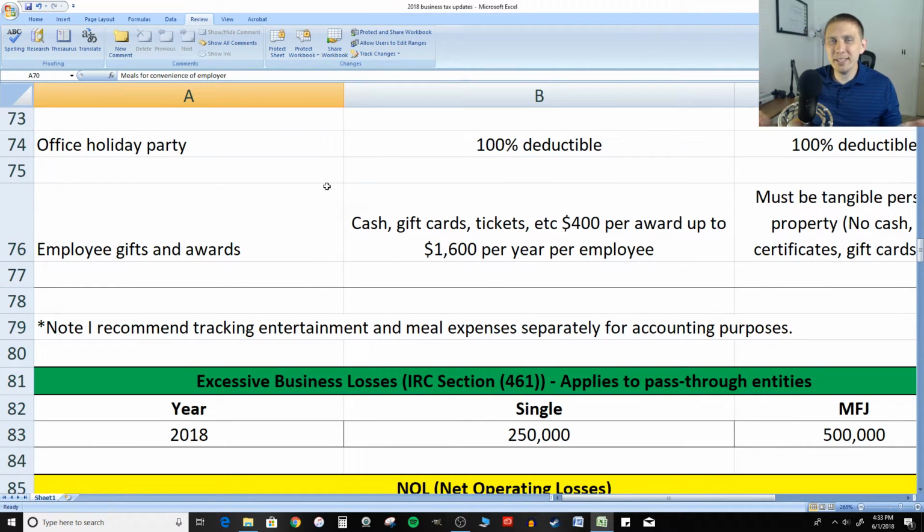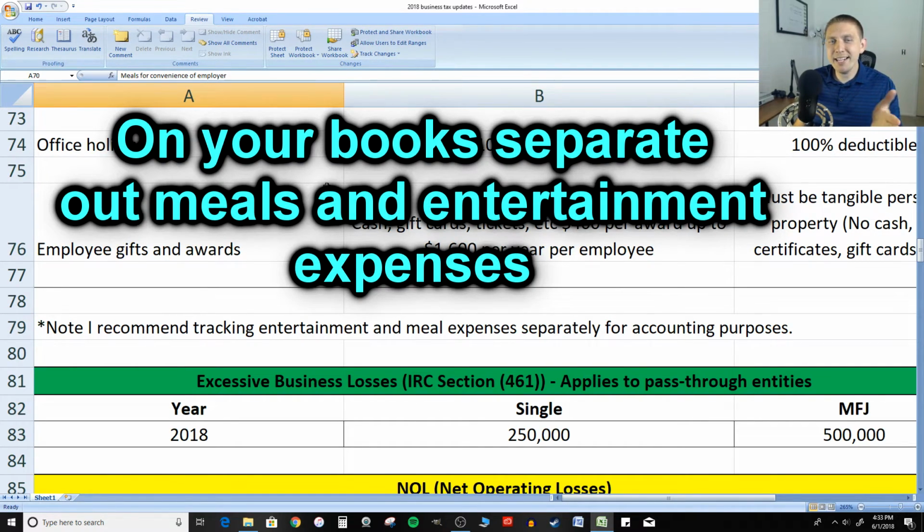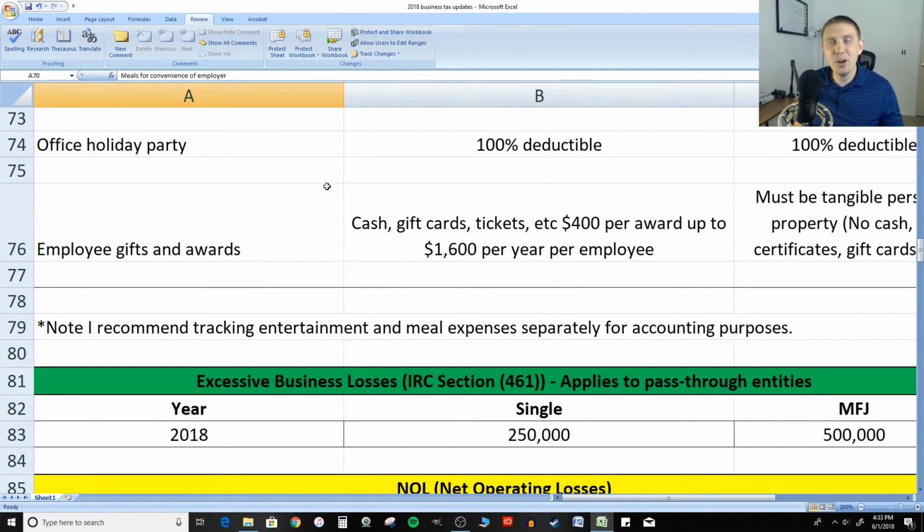The last thing I want to say, guys, with regards to meals, entertainment, and things like that: for accounting purposes, I recommend tracking entertainment and meal expenses separately. Break that information out for your CPA, for your accountant. It will save them a lot of time and save you guys money on your books if you use a CPA or an accounting professional to help you keep your books up to date.